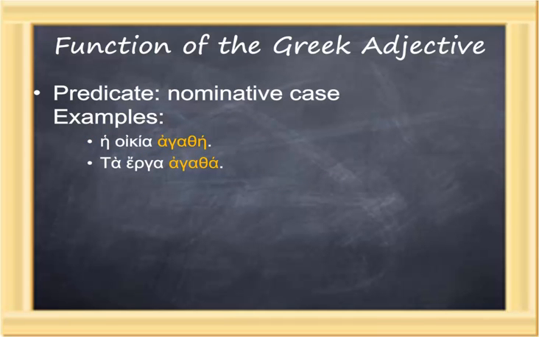And, just like in English, the Greek adjective can be a predicate nominative. That is, it tells the quality of the subject of the sentence. The first example, he oikia agathe. The house is beautiful. Notice the verb is, estin, is not present. That verb actually drops out quite a bit in Greek and is unnecessary for the full idea. The second example works the same way. The works are good.